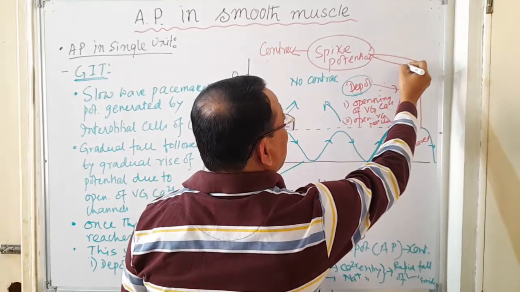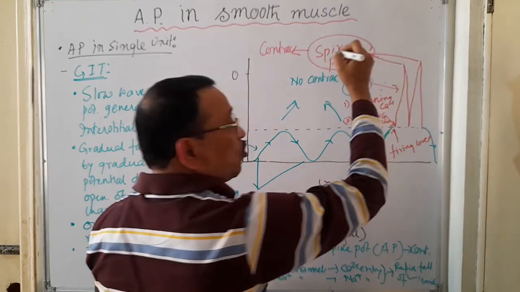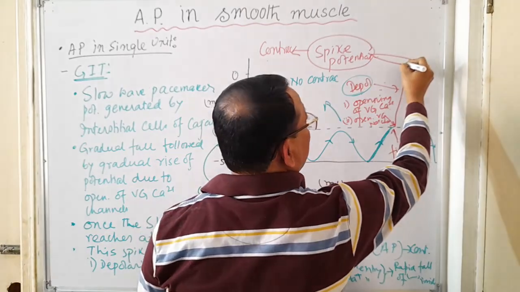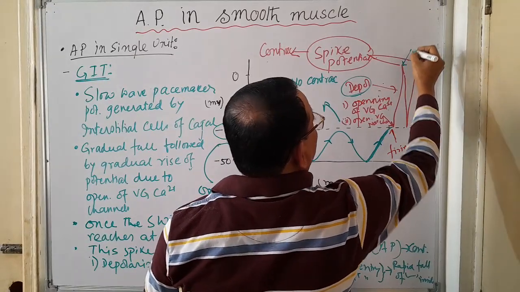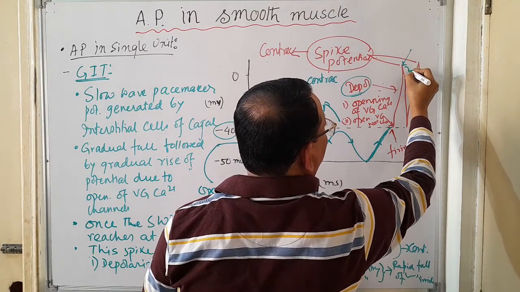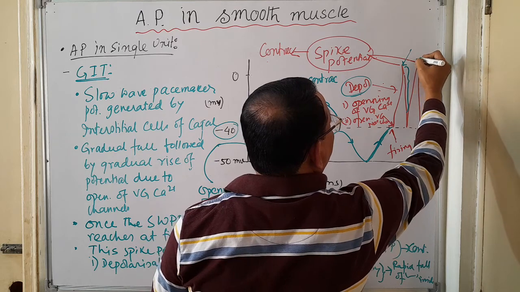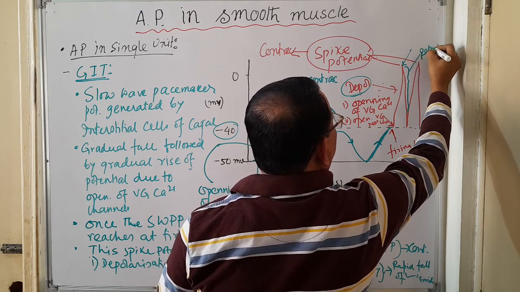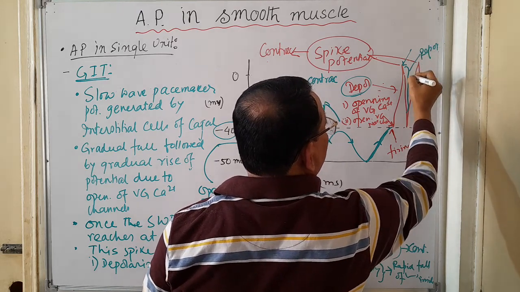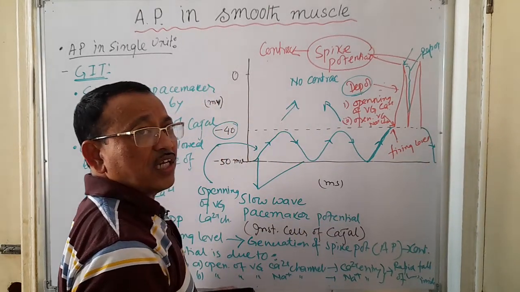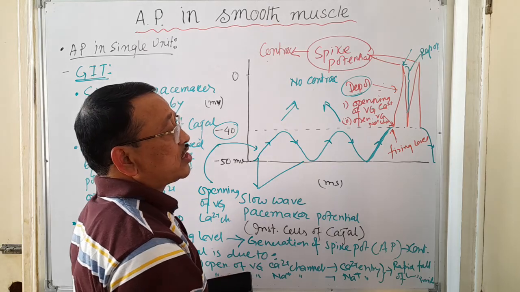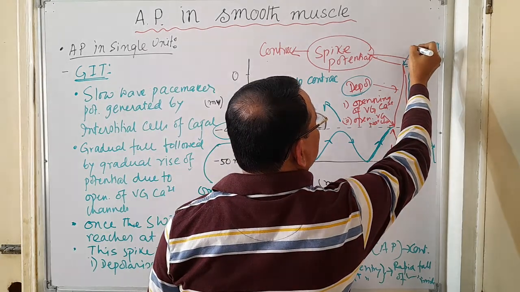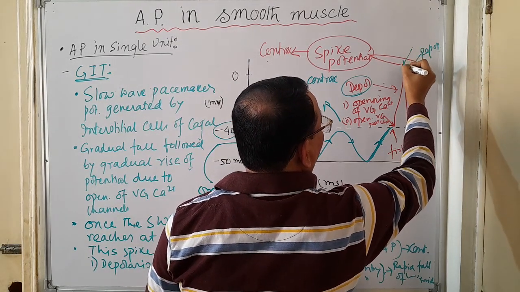Now once the value becomes 0, at this particular moment, this is the phase which is known as the repolarization phase. So this is the depolarization and this is the repolarization. Upward one is depolarization, downward one is repolarization. So at this repolarization point, what has happened?